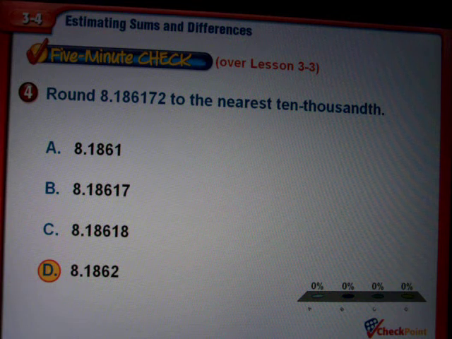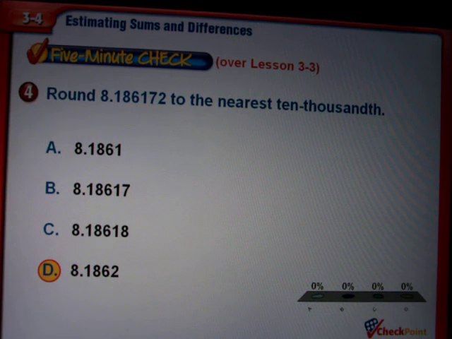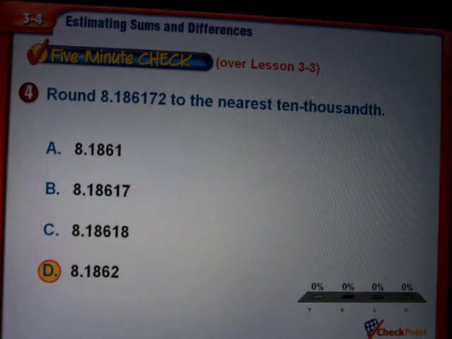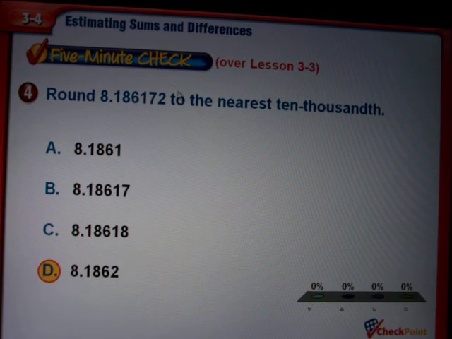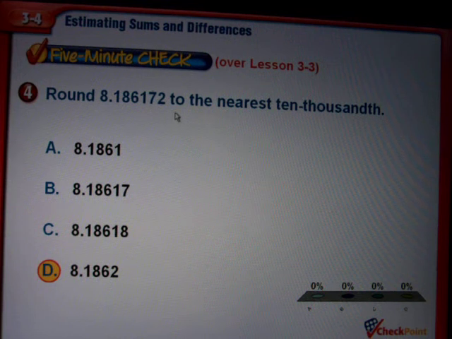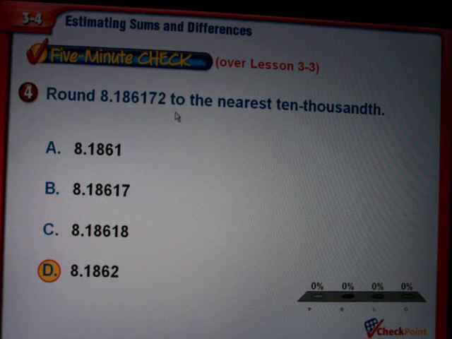I'll give you extra credit points if you can come in the next day and tell me what place value that number, the top number, is. So if you can come in tomorrow and tell me what place value that is and you're correct, I might give you some extra credit points.